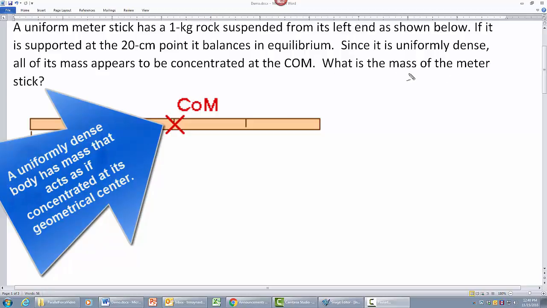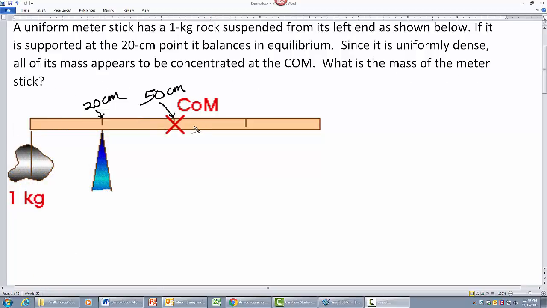What is the mass of the meter stick? It is true that the meter stick has mass throughout its length, but since it is uniformly dense, all of that mass appears as if it is concentrated at the geometrical center of the meter stick. That would be at 50 centimeters.